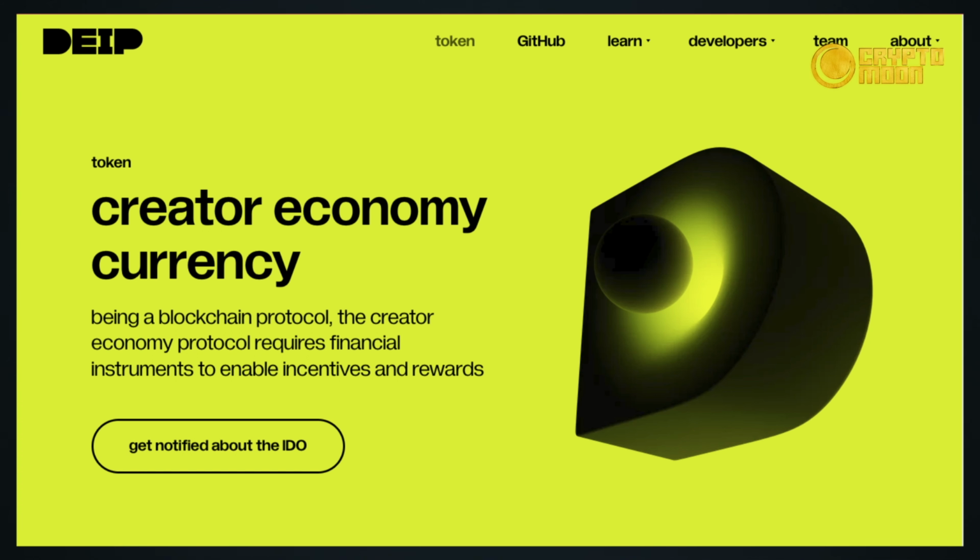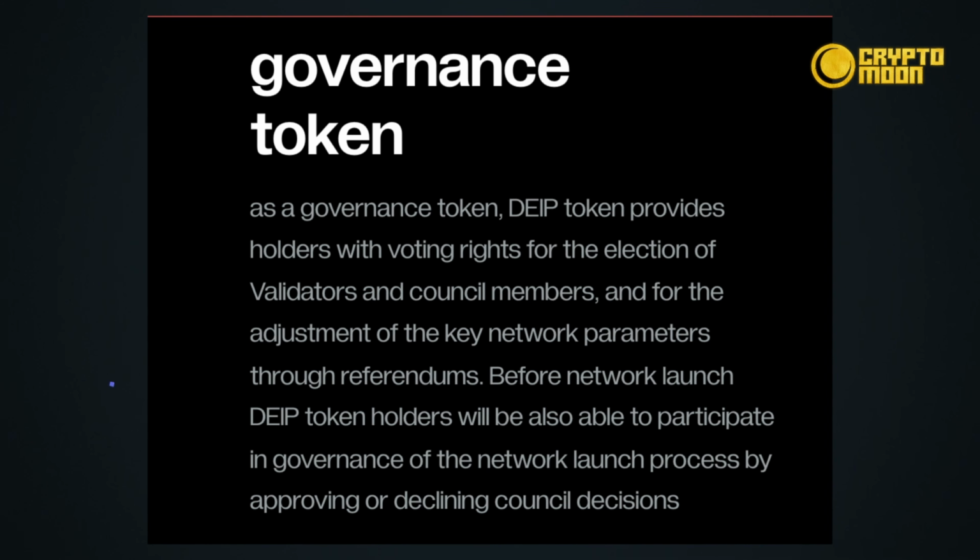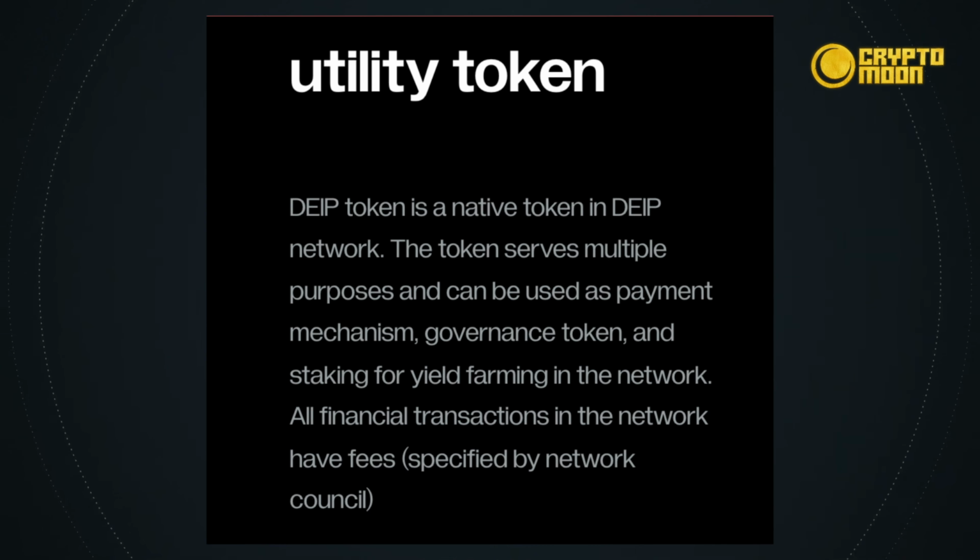Being a blockchain protocol, the Creator Economy Protocol requires financial instruments to enable incentives and rewards. DEIP Token provides holders with voting rights for the election of validators and council members, and for the adjustment of the key network parameters through referendums. Before network launch, DEIP token holders will also be able to participate in governance of the network launch process by approving or declining council decisions. DEIP token is a native token in the DEIP network.